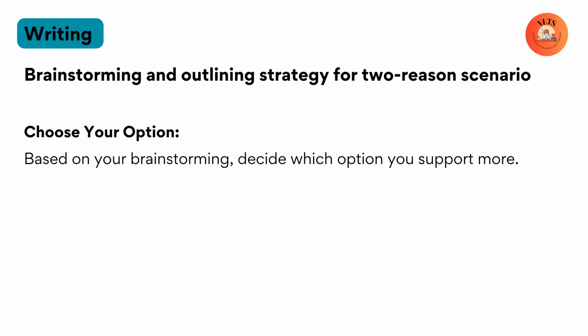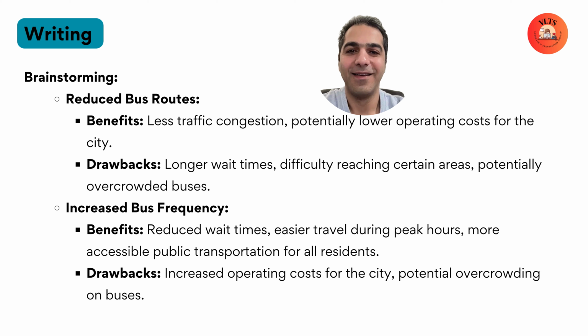Now you need to choose your option based on your brainstorming and decide which option you support more. As you might have noticed in the brainstorming process, the benefits of the first option are the drawbacks in the second option, and vice versa. The drawback of the first option is the benefit for the second option. This is how you need to compare two options and bring reasons to support your points in the actual writing.